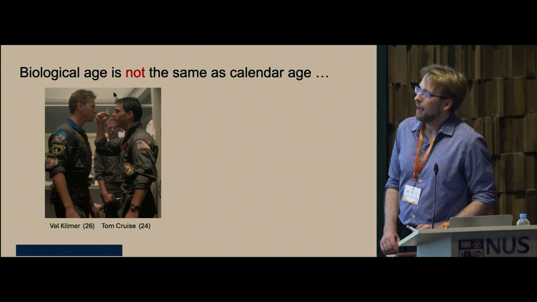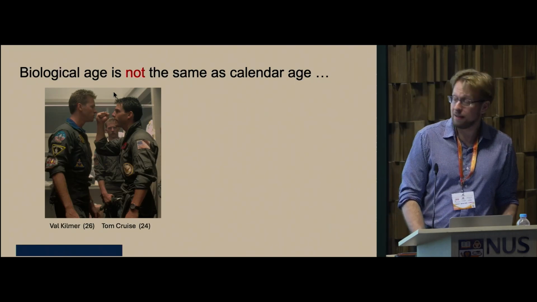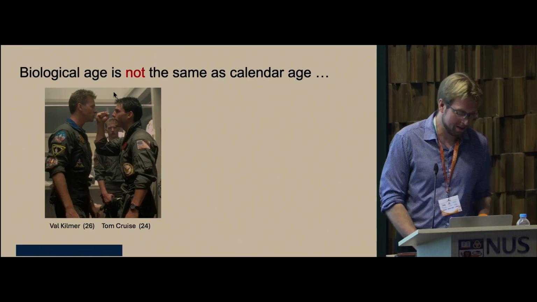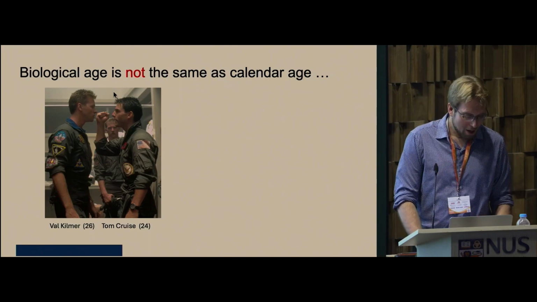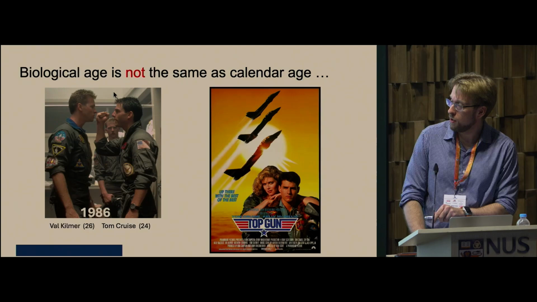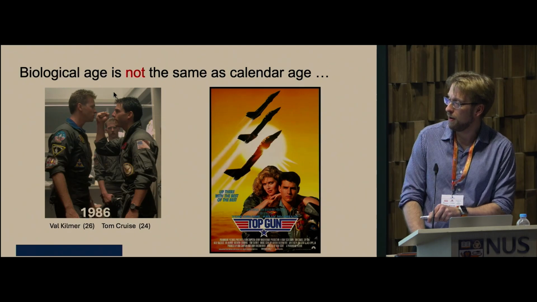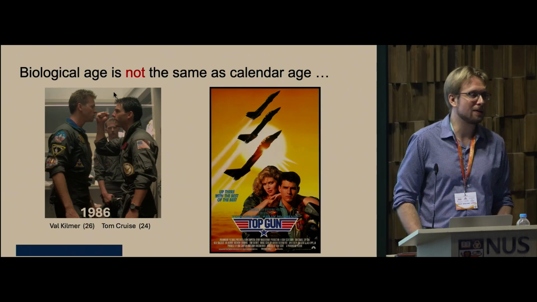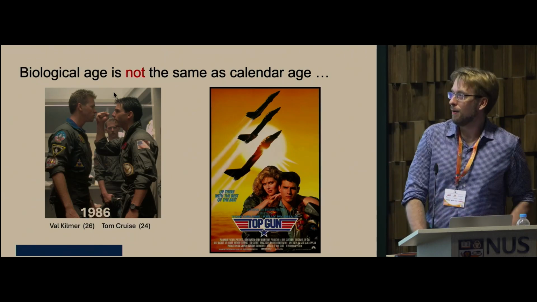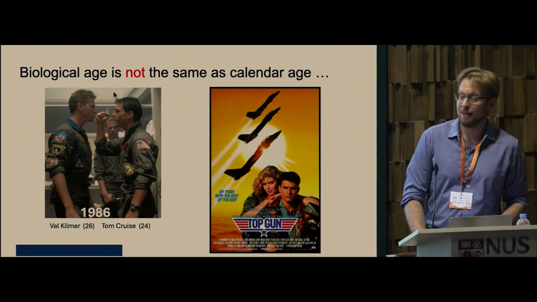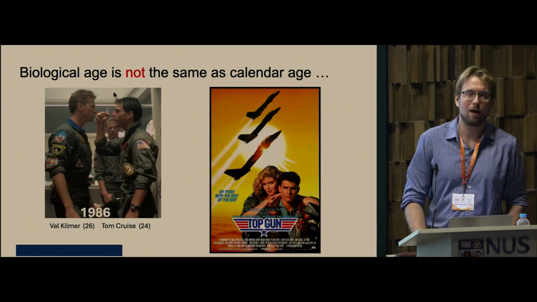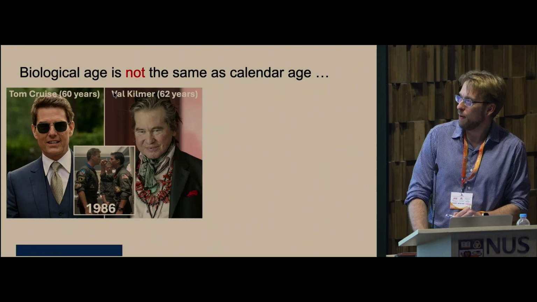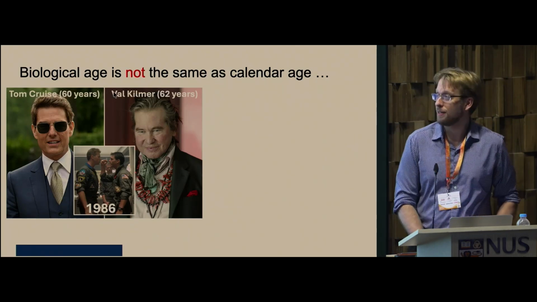I'm going to use a slightly humorous, maybe not anymore because Val Kilmer died this year, example: two actors, Val Kilmer and Tom Cruise, who in 1986 were both in their early 20s and very biologically similar. They were both young actors who could be romantic leads or fighter pilots, so they were obviously in a very similar, highly resilient biological state. However, time passed the same for them, but biological time clearly did not.